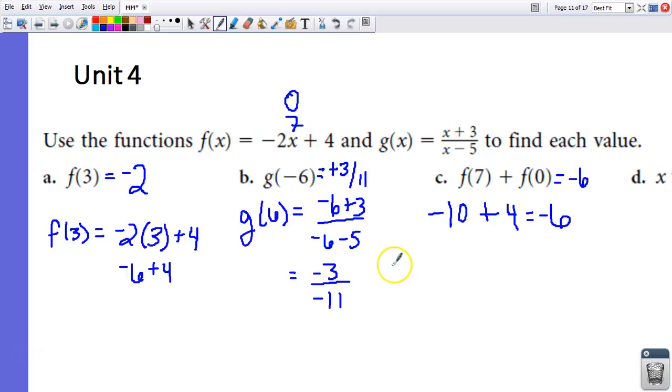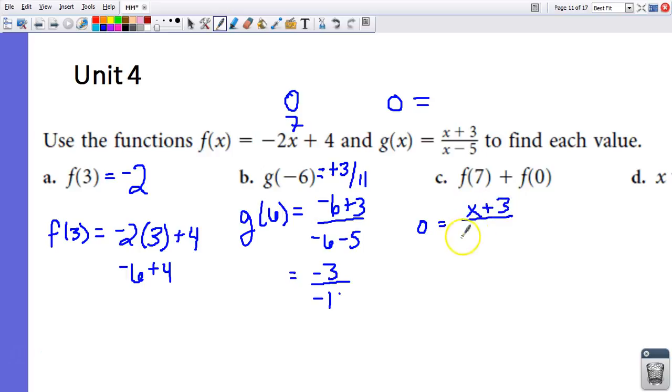And then this last one, let me see if I can find it really quick, you guys, hold on. That last one says, what is x when g of x equals 0? So if g of x equals 0, we need to solve for x. So in this case, I'm going to erase some stuff here, you guys. I think this was confusing to some people, but hopefully if you watch this, it'll become clear. It says g of x is 0. So instead of writing g of x right here, I'm going to write 0 is equal to x plus 3 over x minus 5.